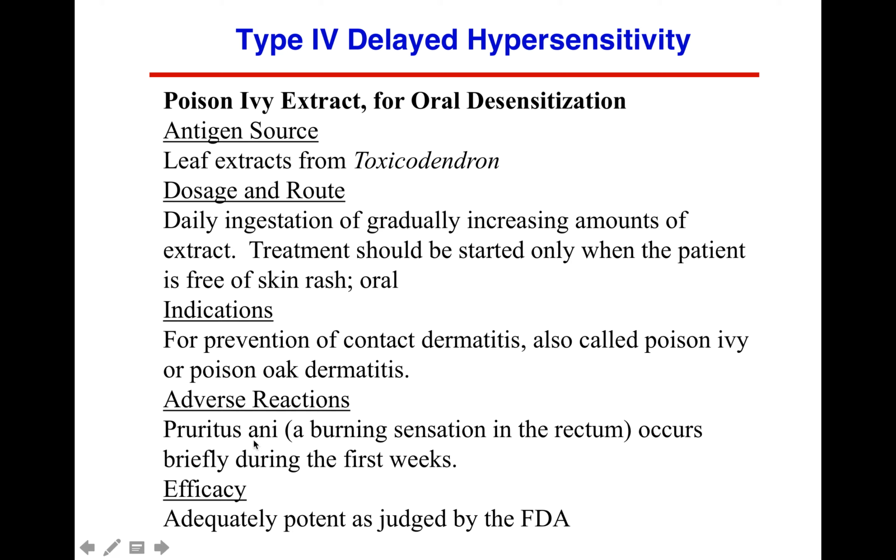There are some adverse effects you can get. One of my favorite adverse reactions, I know everybody's favorite, is pruritis ani, or a burning sensation in your rectum. It occurs briefly during the first weeks, basically because you're getting used to the allergen, in the case of the poison oak allergen, along your GI tract. It has turned out to be adequately potent as judged by the FDA. I'd say this can be used for people who need to be outdoors and are going to be in contact with it quite a lot. This is one way to desensitize a person.